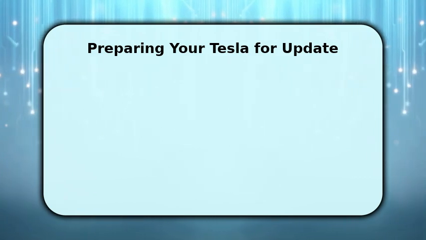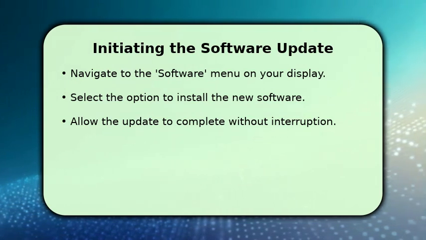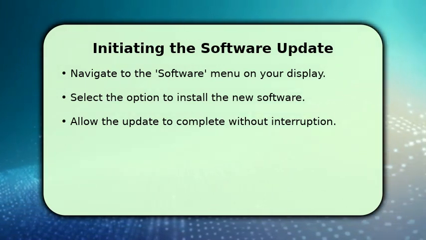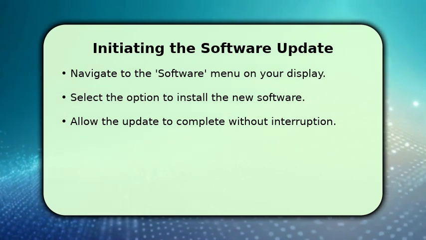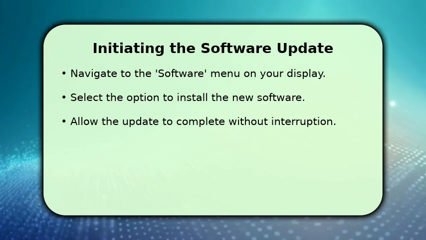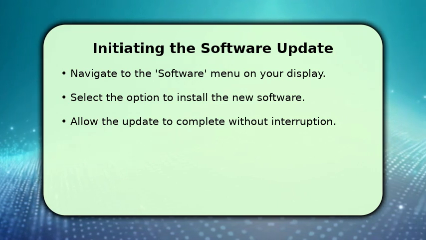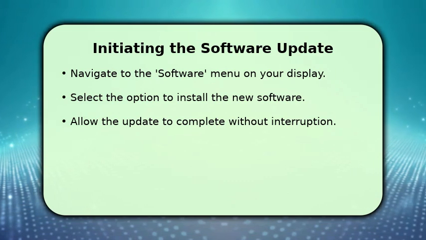in progress. Once your Tesla is prepared, go to the software menu on your touchscreen. If an update is available, you'll see an option to install it. Tap to begin the installation process. Your car will then download and install the new software. During this time, the vehicle will be unavailable for use, so plan accordingly. The update typically takes about 25 to 45 minutes to complete.